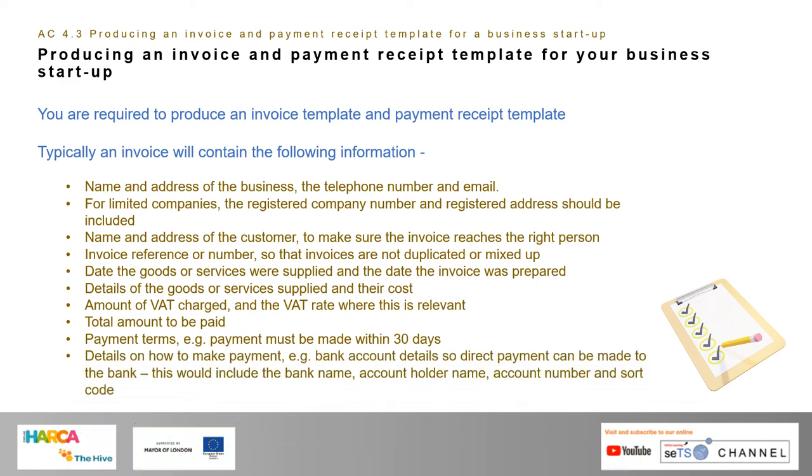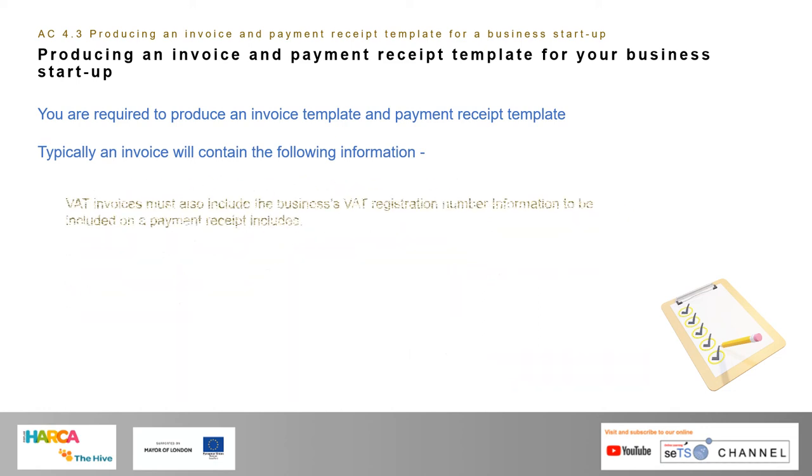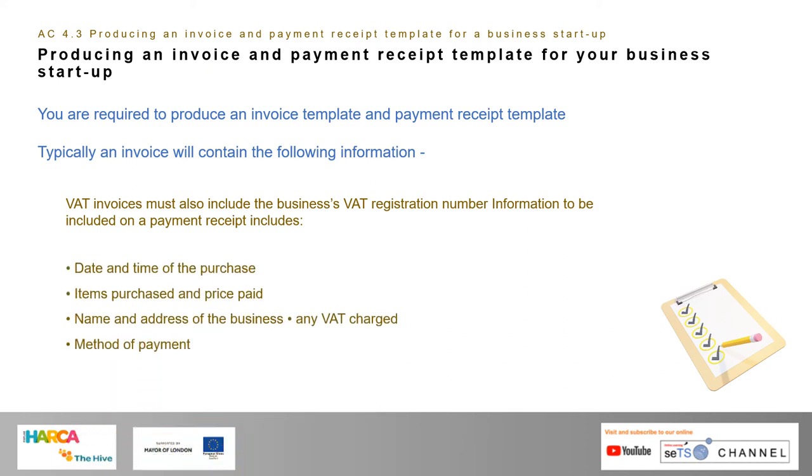And details of how to make payment, for example, bank account details so direct payment can be made to the bank, and this would include the bank name, account holder name, account name, number, and sort code. VAT invoices must also include the business's VAT registration number. Information to be included on a payment receipt includes the date and time of the purchase, items purchased and price paid, name and address of the business, any VAT charged, and method of payment.